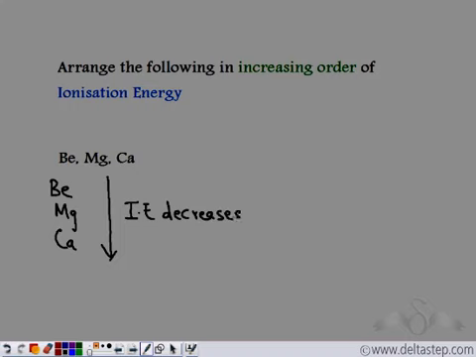And so we have calcium, its ionization energy is lesser than magnesium, and its ionization energy is less than beryllium. So this is how we arrange beryllium, magnesium and calcium in the increasing order of their ionization energy.